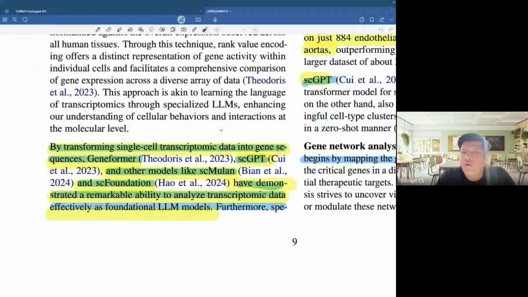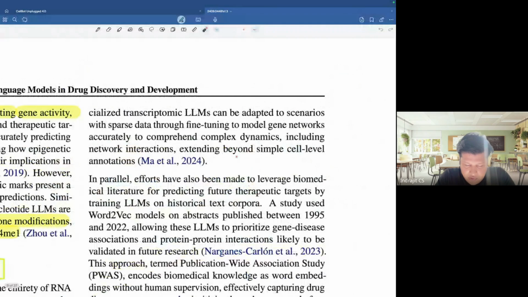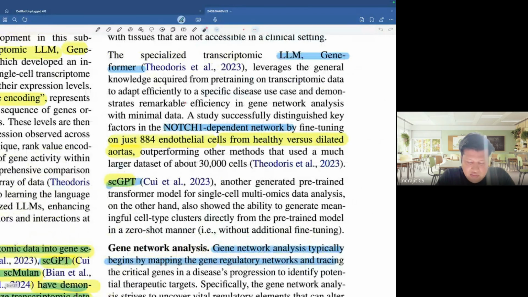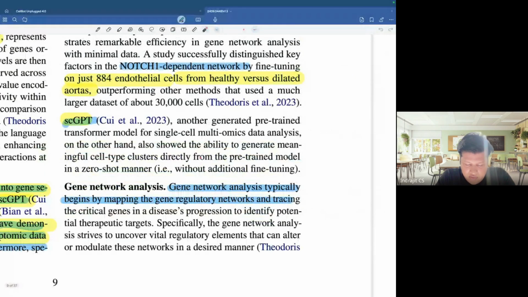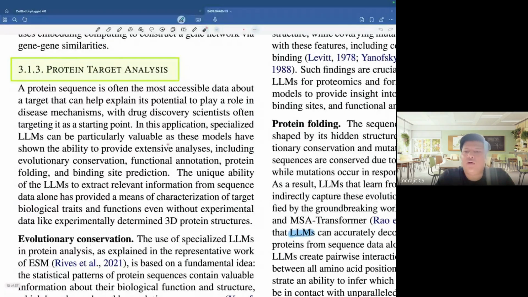We can keep talking about different models, but the idea is to go through this process of drug discovery. Then we have mRNA expression analysis and gene network analysis, which I'm not going into in detail. The third stage in the genomic analysis is protein target analysis. A protein sequence is often the most accessible data about the target that can help explain its potential role in disease mechanisms. In drug discovery, scientists often target it as a starting point. So they actually begin with protein target analysis.